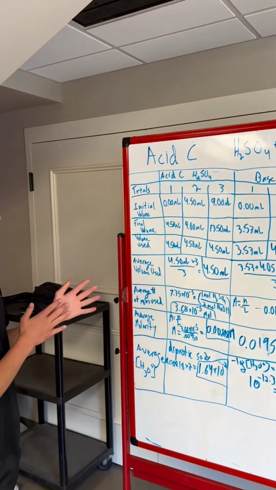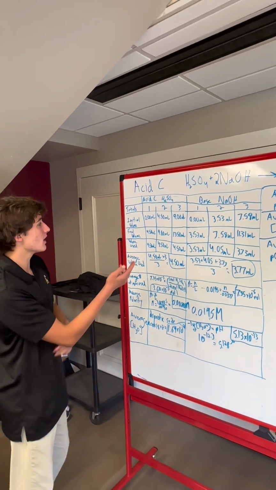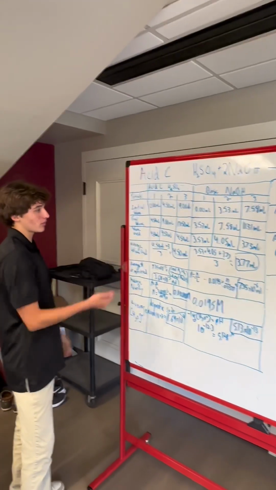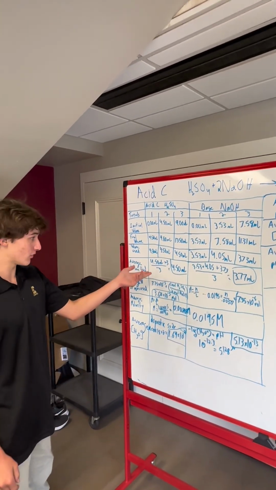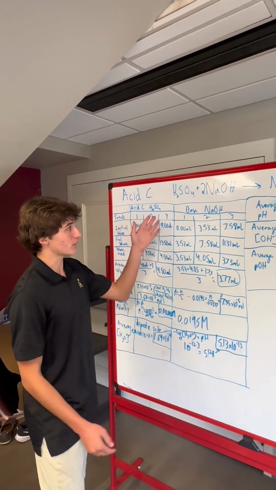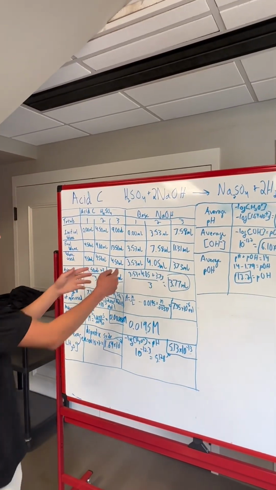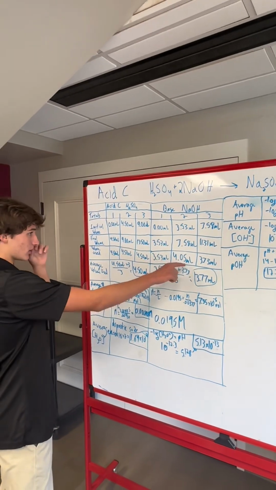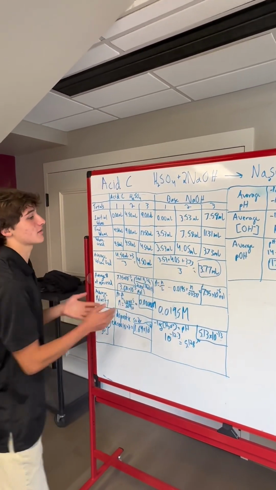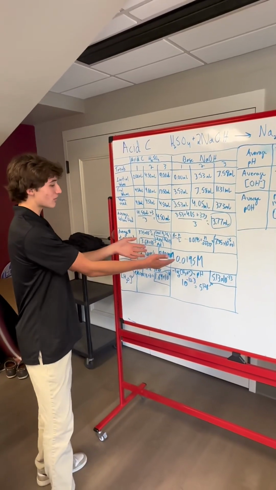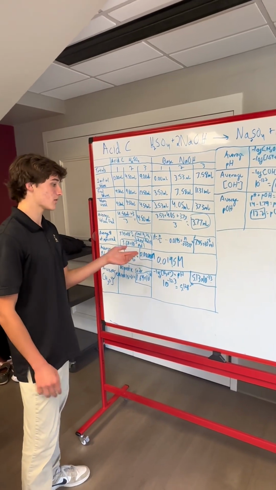So for our math, we would check the average volume for acid C, and since we used 4.5 milliliters each time, the average is obviously going to be 4.5 milliliters. But for the base, this changed each time. So what we did is we added the 3 volumes used and then divided by 3 to get our average of 3.77 milliliters. The average molarity of the base is given to us, which is 0.0195 molarity.